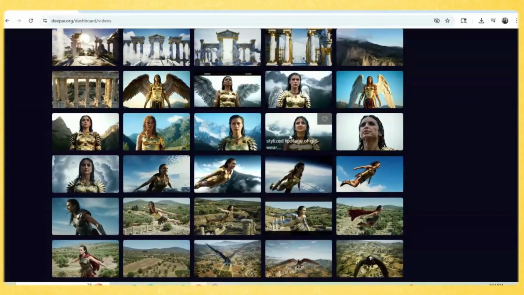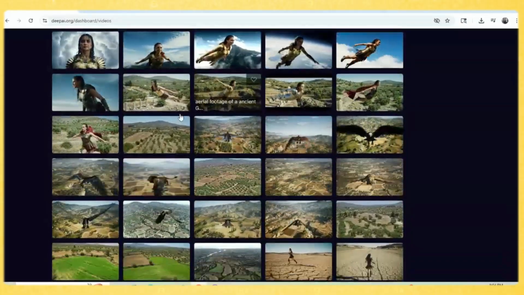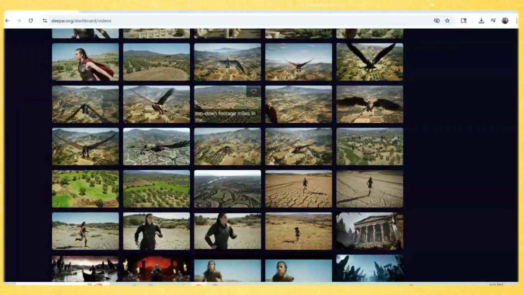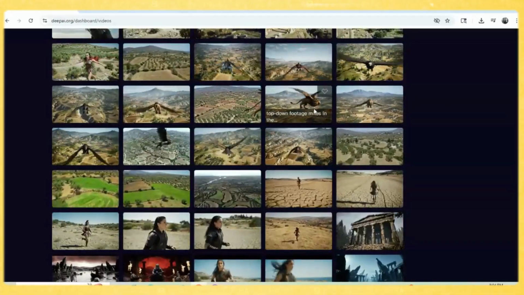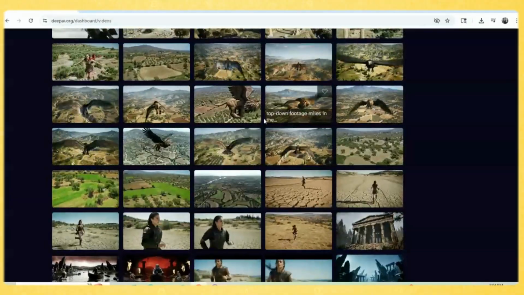And different things. I was getting different girls plenty of times, and so it was just a lot of trial and error. Getting her to fly took a lot. I was unable to get any griffins in there. I tried to get a griffin flying by on one of the aerial shots. It was just too funky.